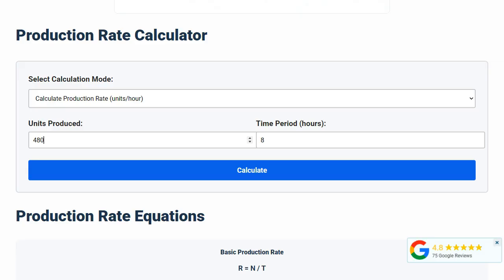You can also work backwards by entering your cycle time per unit in seconds, if that's how you track production. The calculator will then compute your units per hour rate, helping you understand your current throughput and identify opportunities for improvement in your production line.